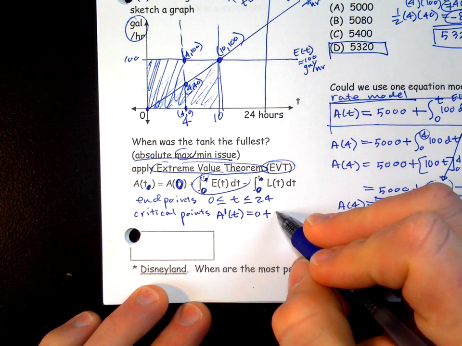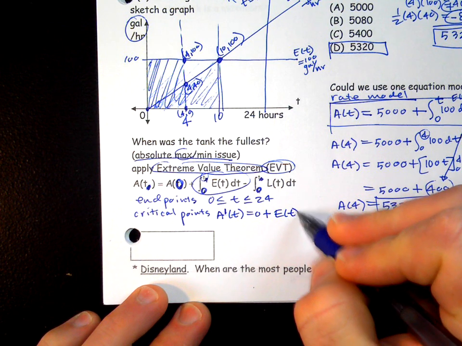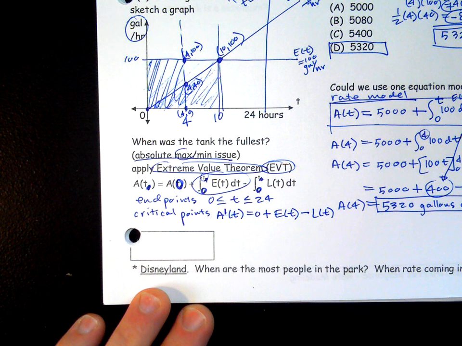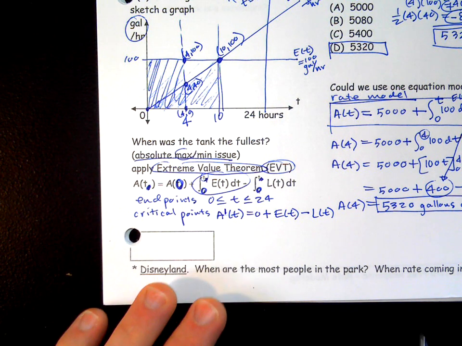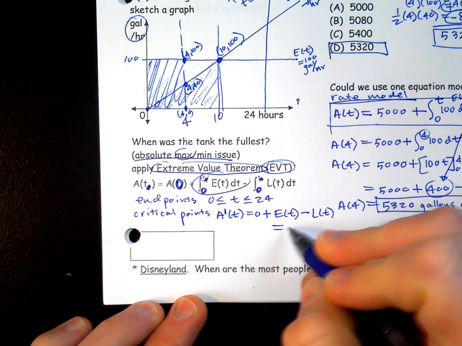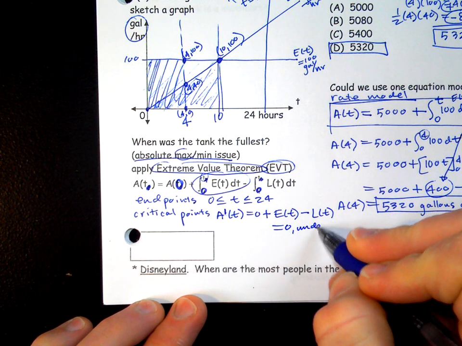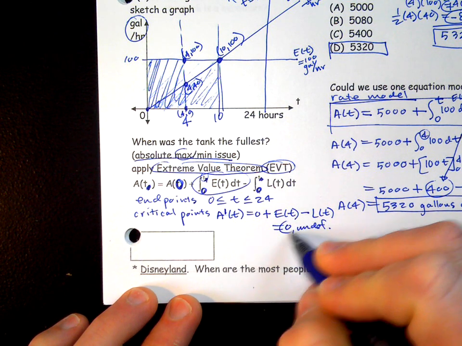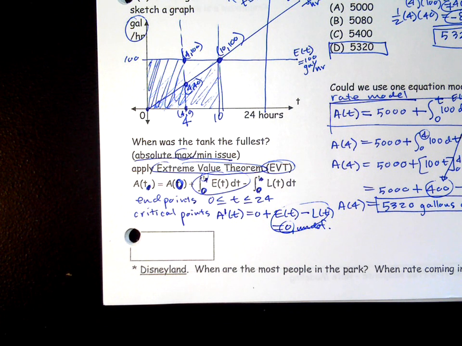So we just get E(t) when you do that, minus, same thing here, you just get L(t), because 0 to t. And then we would set that equal to 0 or undefined to find critical points. Now, the 0 case is pretty common. That's usually going to be the case for critical points on these problems.